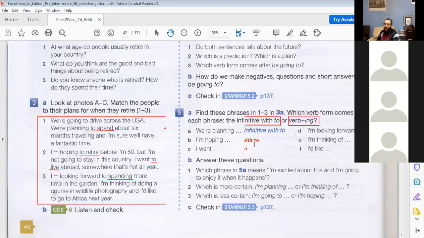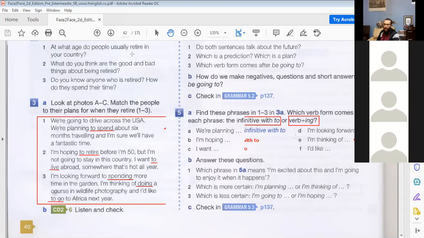All right, the next one, I'm thinking of. What did we use after I'm thinking of? Verb plus ing. Yeah, same thing. We used verb plus ing. I'm thinking of doing. So let's underline it. Thinking of doing. So it's verb plus ing. And the last one is I'd like. What do we use? Infinitive with to. That's it. To go. Yeah, infinitive. To go. Exactly.